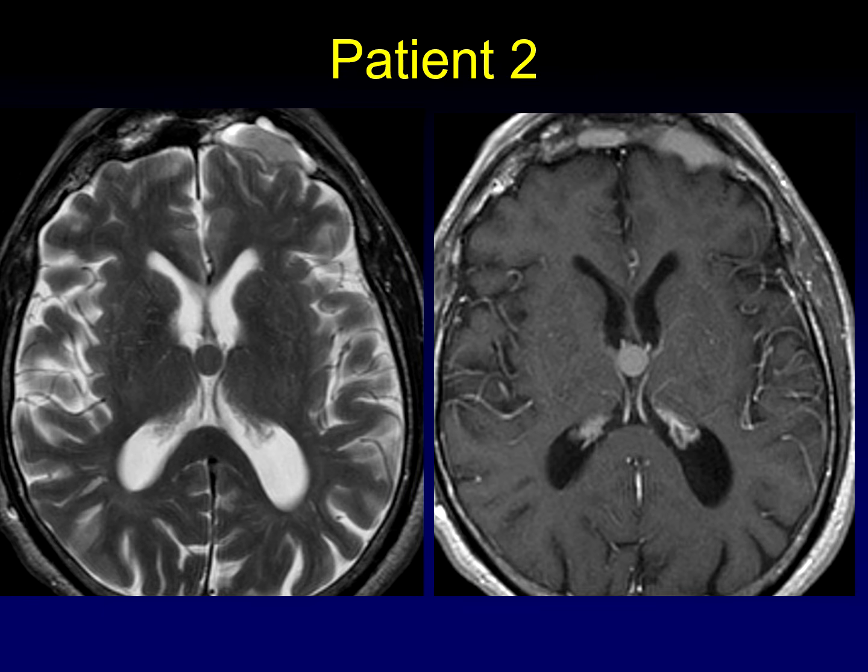Now here's patient number two. Again, a mass in the anterior third ventricle. Here it is post-contrast, but of course you're asking yourself, is that really enhancement, or is it just bright T1 signal that is shining through?